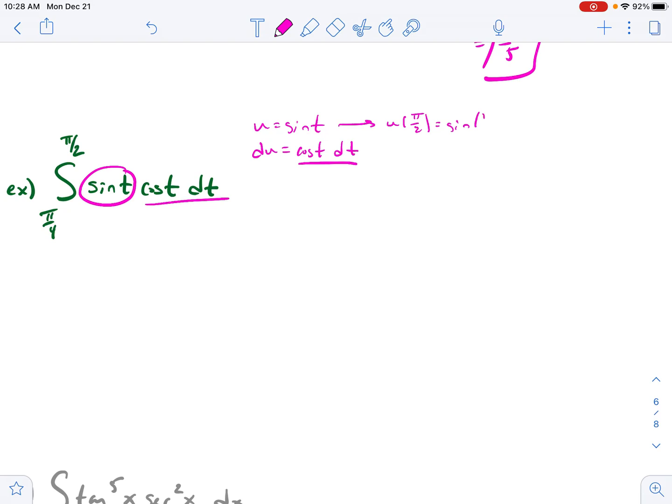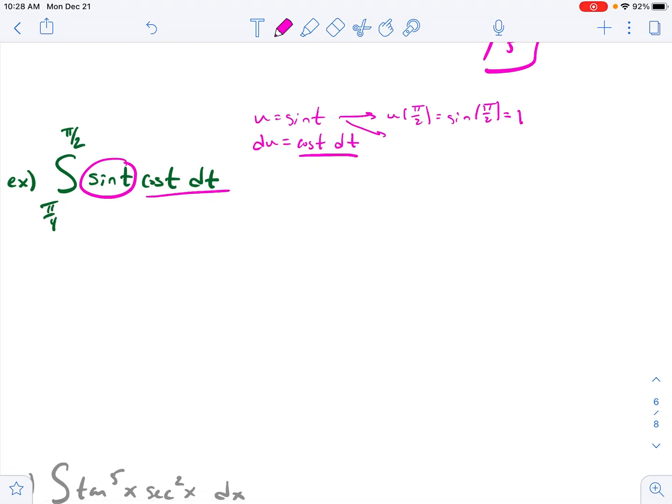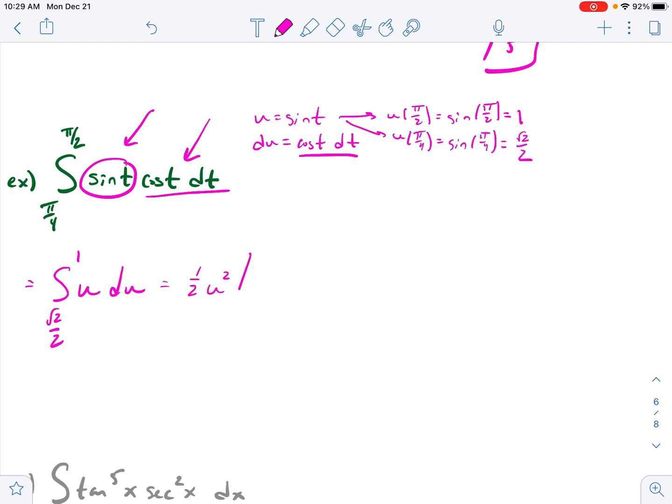Changing the bounds. Sine of pi over 2 is 1. And the sine of pi over 4 is radical 2 over 2. So there's our bounds. This becomes now the integral from radical 2 over 2 to 1. That was my u. That was my du. Integrating 1/2 u squared from radical 2 over 2 to 1. Evaluating 1/2 of 1 squared minus 1/2 of radical 2 over 2 squared. So it looks like first term is going to be 1/2.